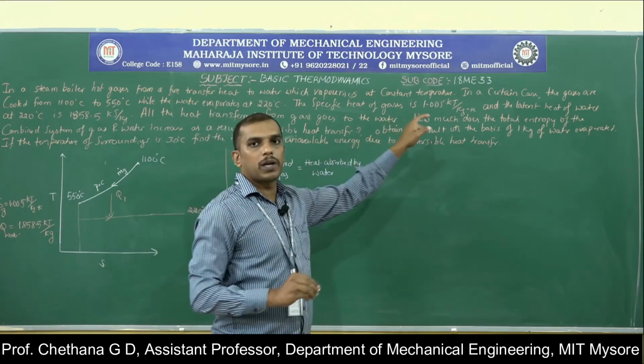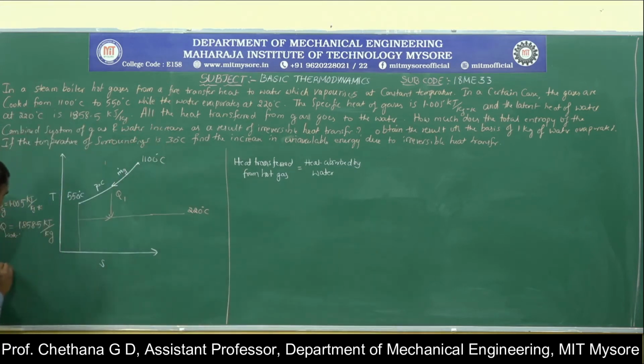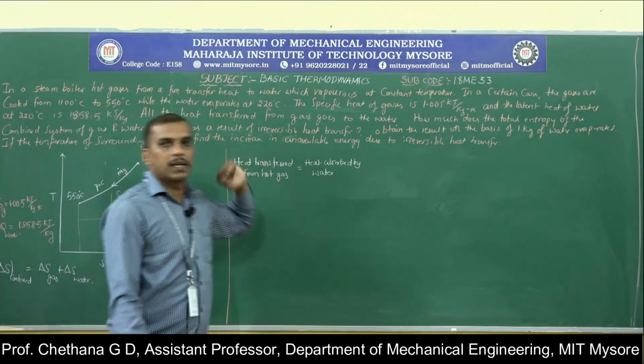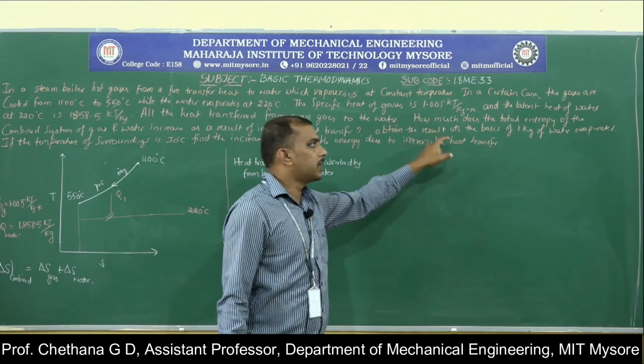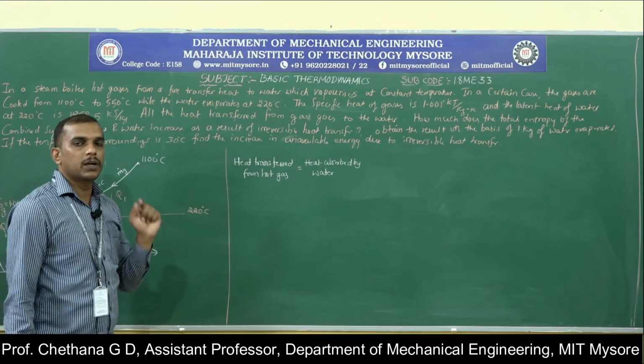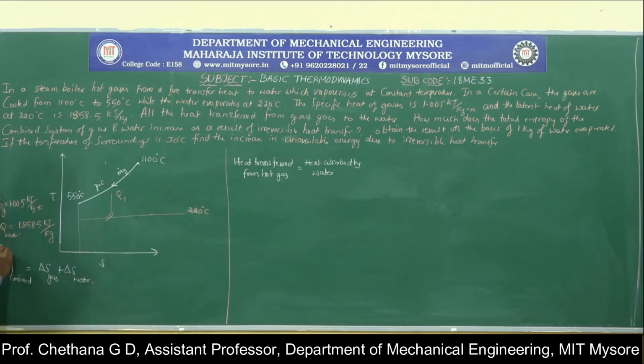Now, how much does the total entropy of the combined system of gas and water increase? So, he is interested in calculating delta S of combined. That means we are interested in delta S of gas plus delta S of water. So, that is the combined one. As a result of irreversible heat transfer, we will obtain the result on the basis of 1 kg of water evaporated. That means you need to assume that the mass of water is 1 kg, for each kg.